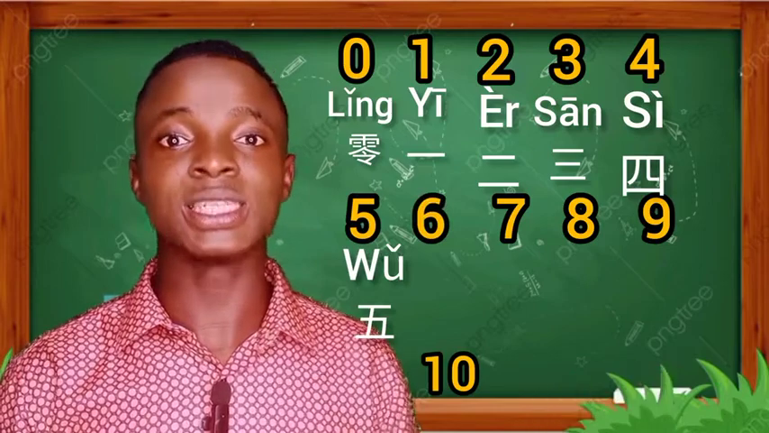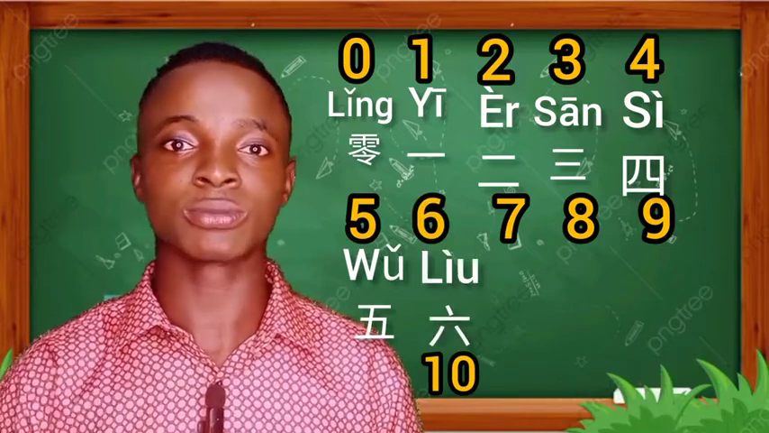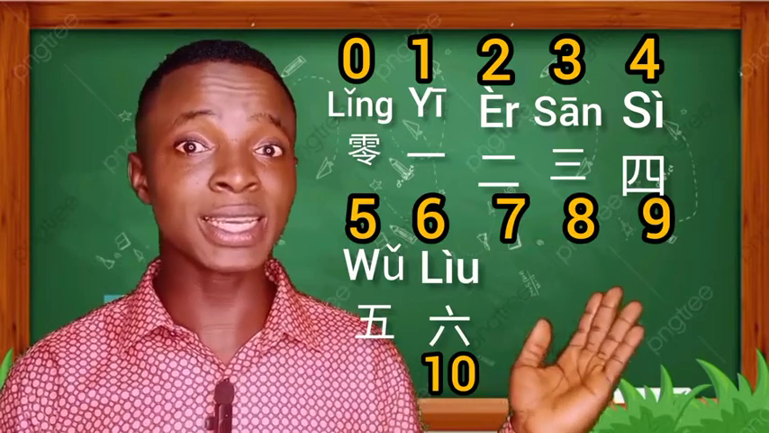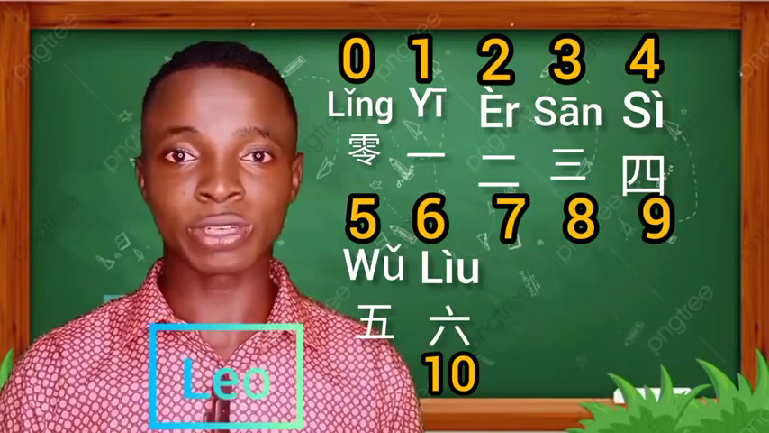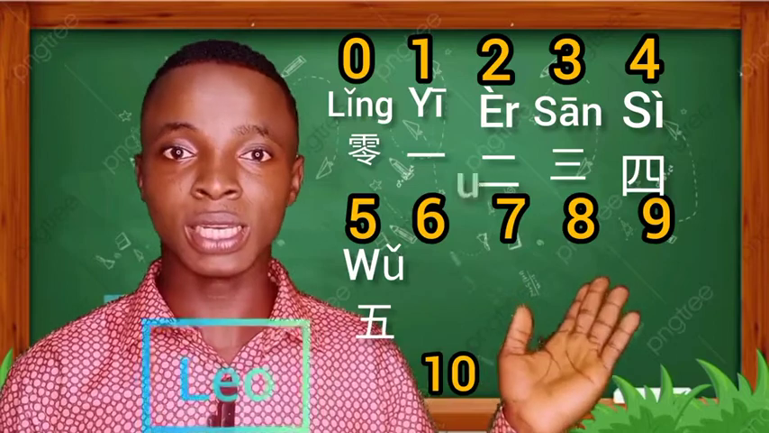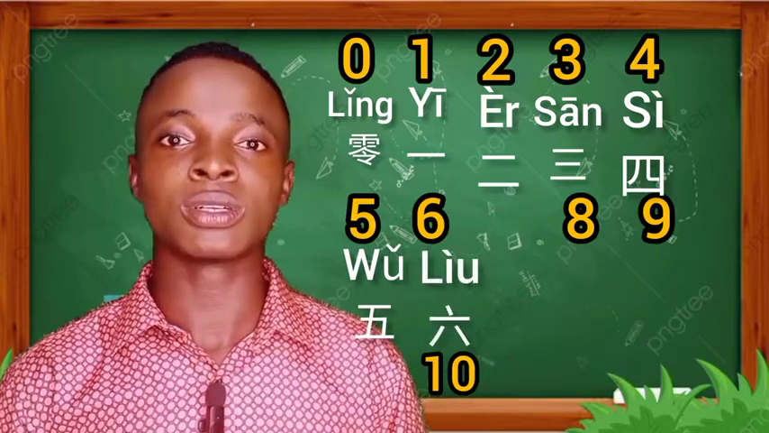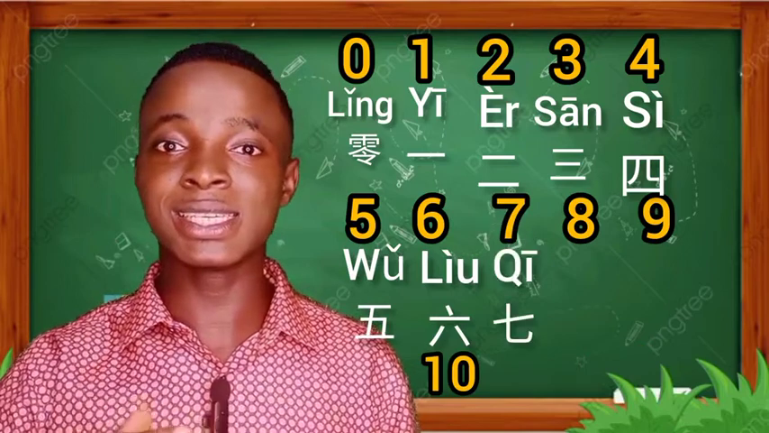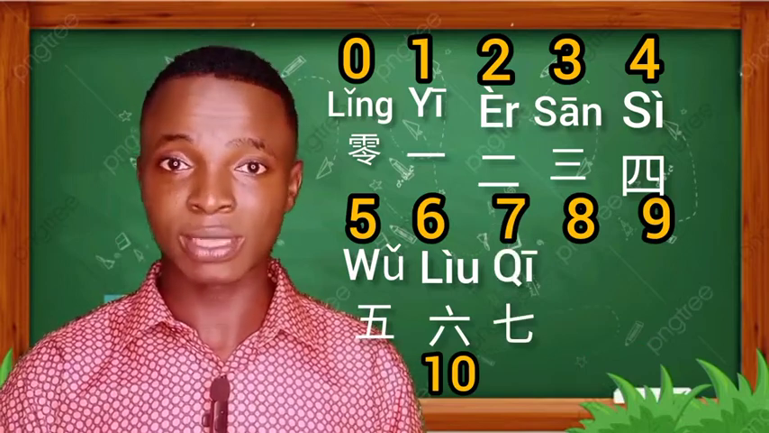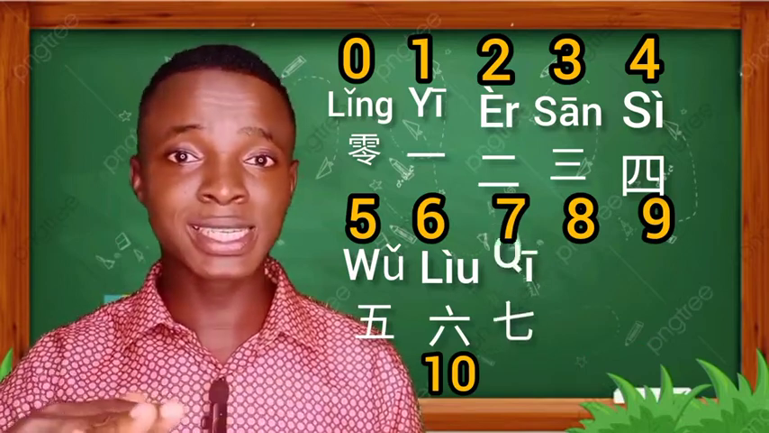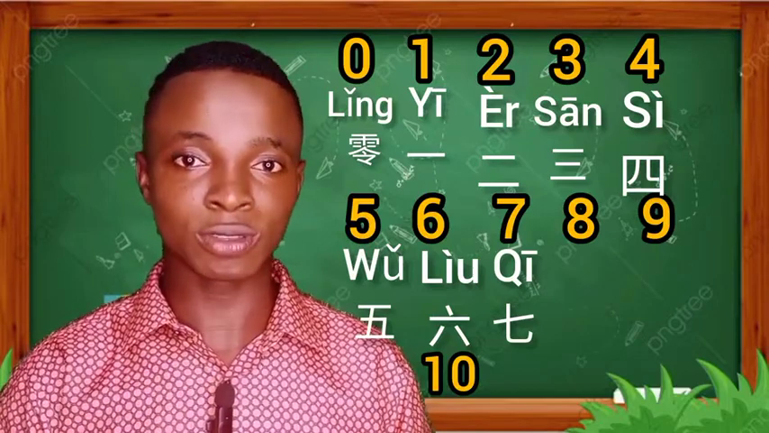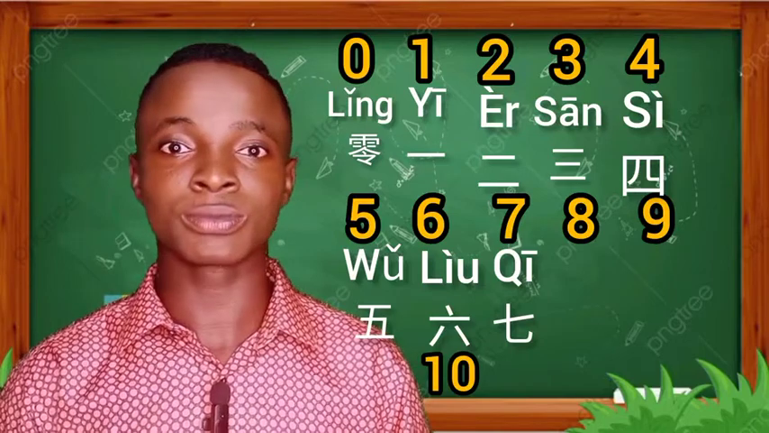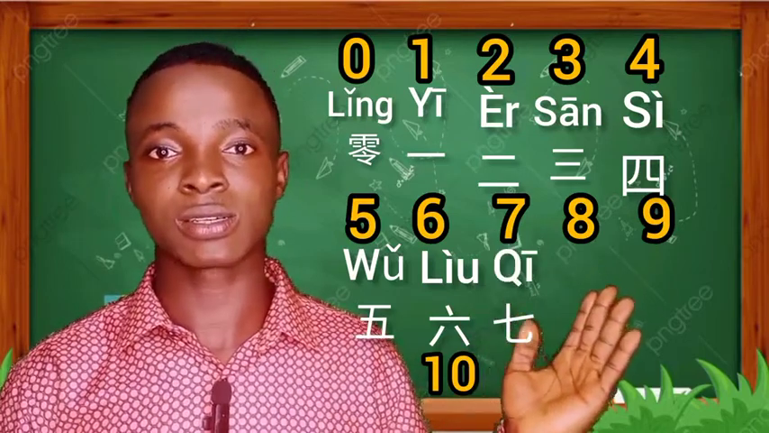6 in Chinese is pronounced as liu. Liu. You can use the English name Liu to record this number. Liu. 7 in Chinese is pronounced as qi. Repeat after me and watch my mouth. Qi. It has the first tone of Chinese language, which is the flat tone. Qi.